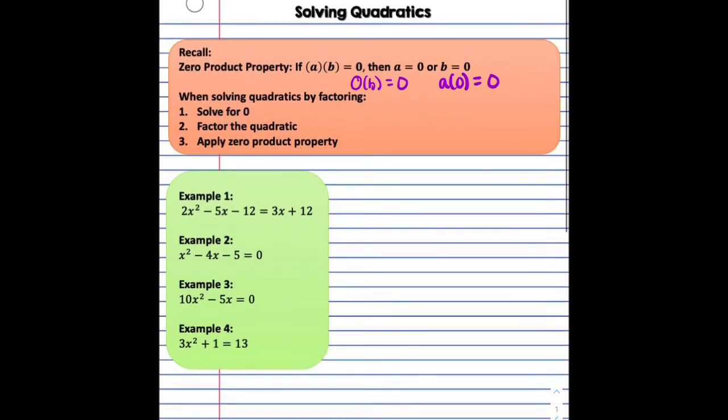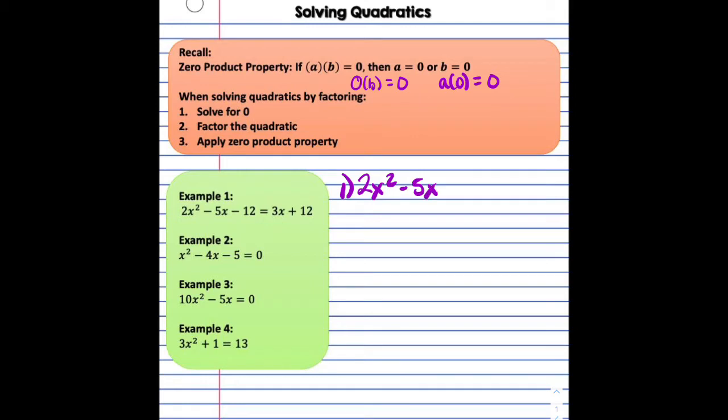So we also want to remember these steps when we're solving by factoring. We want to first make sure we have 0 on one side of the equation. Second, we'll use our steps for factoring quadratics, so we'll use our flow chart. And then third, apply the zero product property.